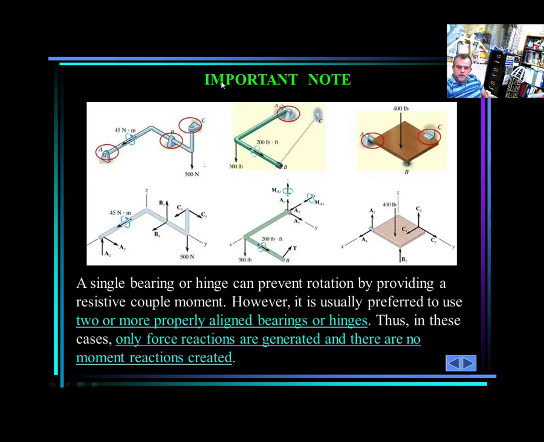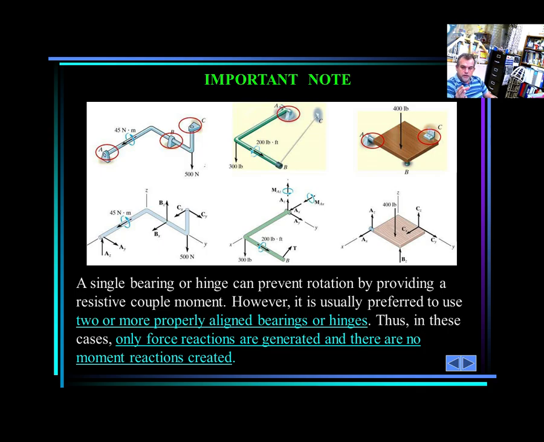This is a very important note, especially when you are solving problems. You're gonna find certain types of situations and problems where the statement of the problem is gonna claim something like 2 or more properly aligned bearings or hinges. If the statement says that, what this is telling you is that even though the bearing is able to have moment reactions, those moment reactions are not going to be needed because the bearings are aligned in a certain way that those are never going to be produced.